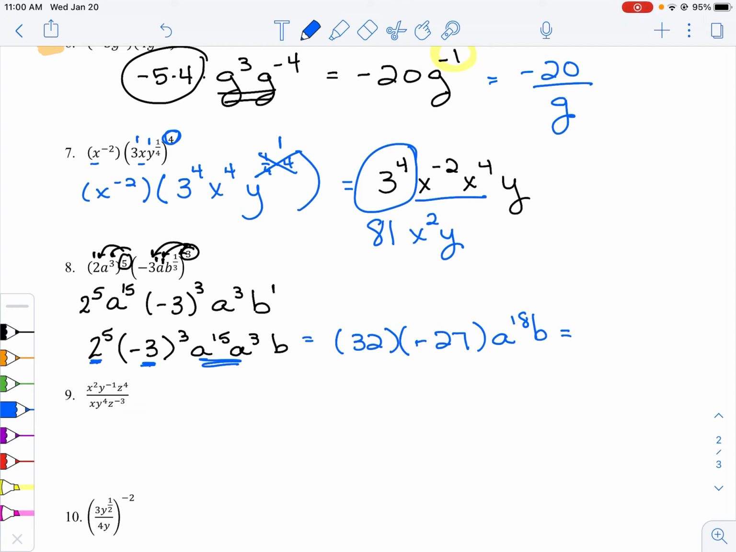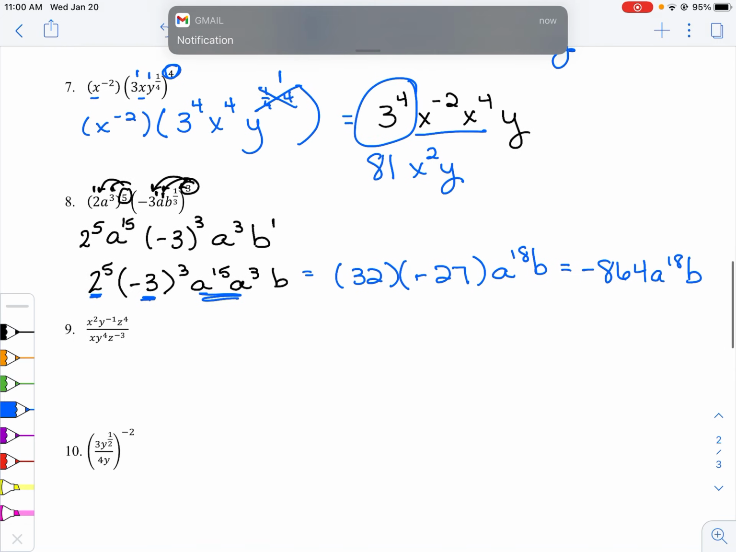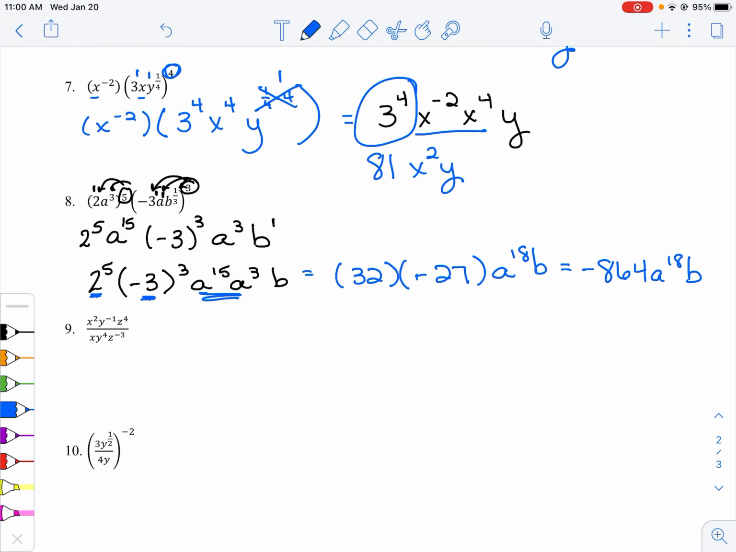All right, 32 times negative 27. I can still do something with that. It's not as simple as possible yet. So when I do something with it, I get negative 864, a to the 18, b. Again, a negative coefficient is okay. I don't have to move that. That's my answer. All right, moving to number 9.